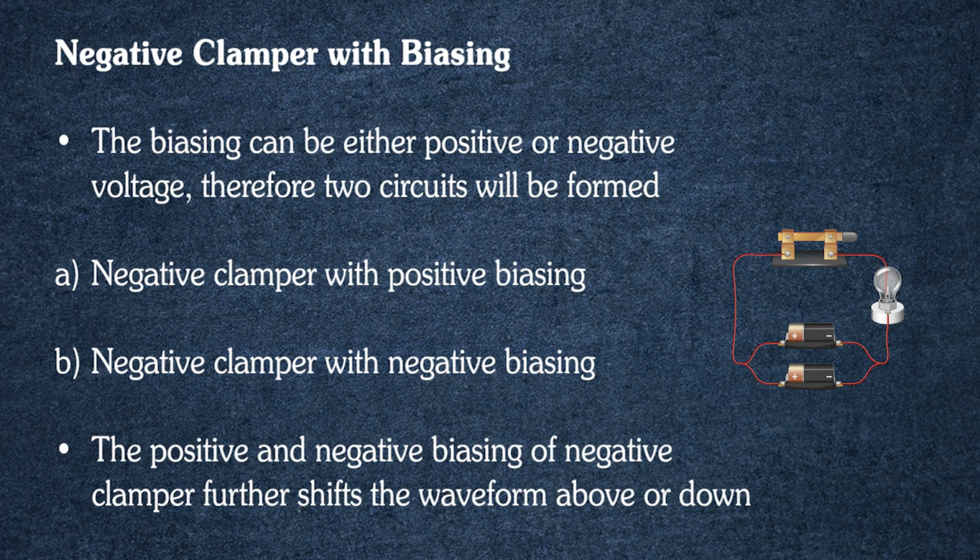The basic difference between the positive clamper and the negative clamper is that in the positive clamper the whole waveform is shifted above the reference point, and in the negative clamper the whole waveform is shifted below the reference point. Now, let us study the biasing in the negative clamper circuit. The biasing can be either positive or negative voltage. Therefore, two circuits will be formed, that is negative clamper with positive biasing and negative clamper with negative biasing. The positive and negative biasing of the negative clamper further shifts the waveform above or below with respect to the reference point.